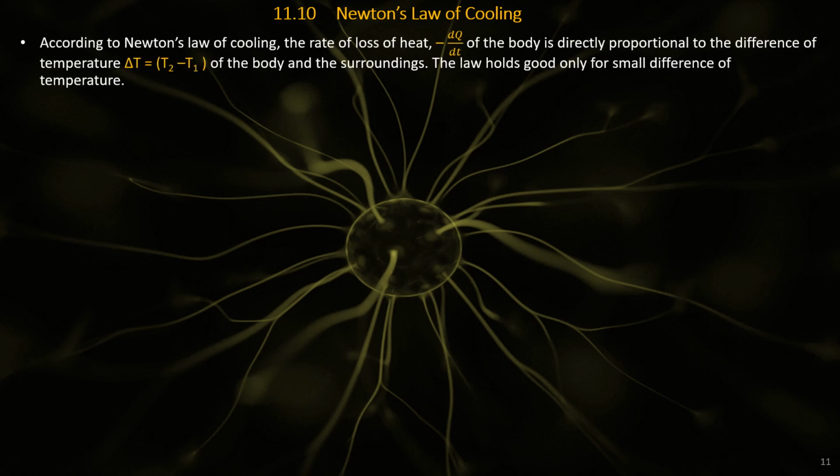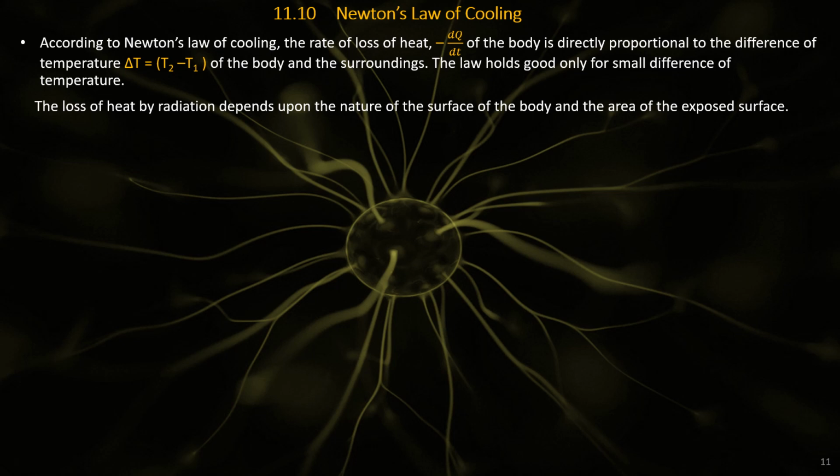Newton's law of cooling states that the rate of loss of heat, represented mathematically as minus dQ by dt of the body, is directly proportional to the difference in temperature delta T, where delta T is equal to T2 minus T1. T2 can be the temperature of the body and T1 is the temperature of the surroundings. The limitation of this law is that it holds good only for small differences of temperature.